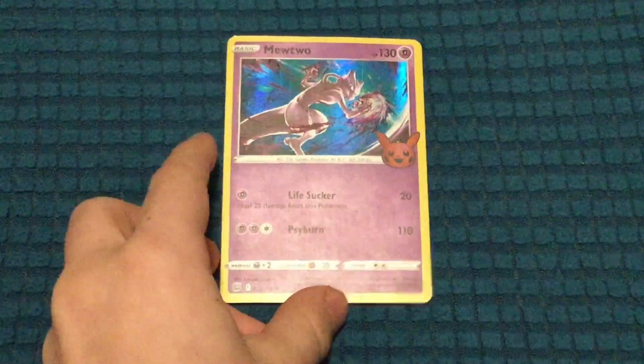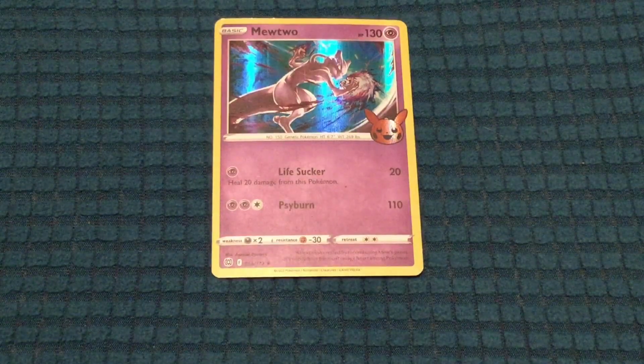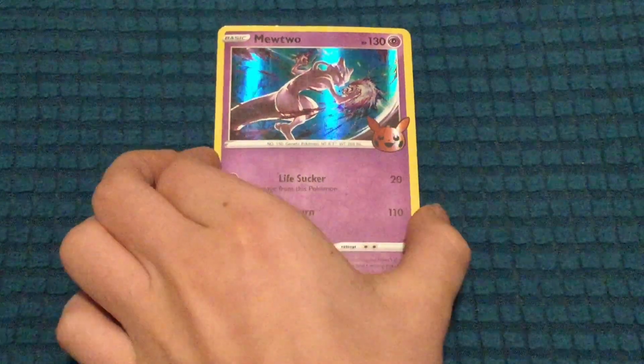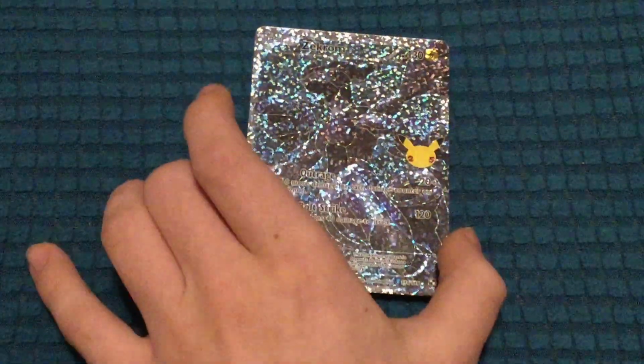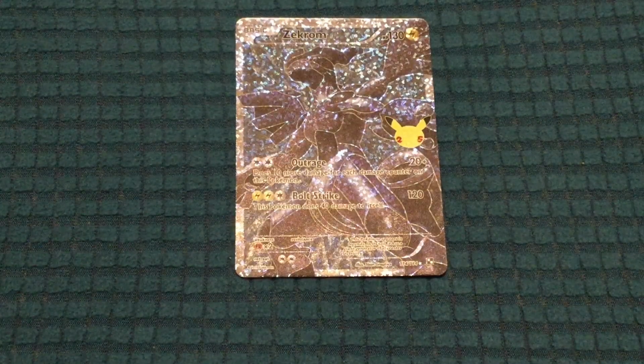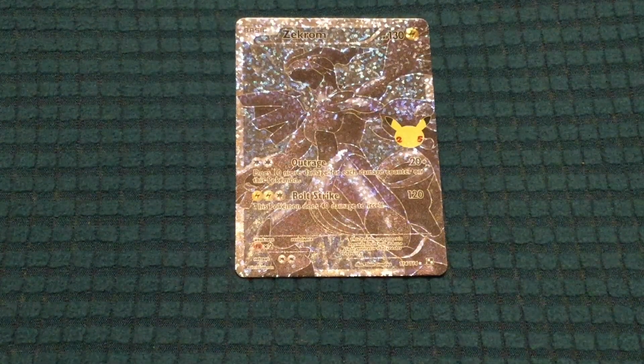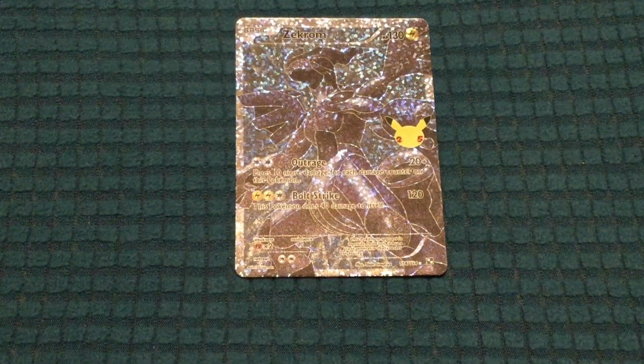Next up, we have the holographic Halloween edition Mewtwo. So, yes, that is the Mewtwo. And last of the non-EX, GX, V, VMAX, or V-Star is a Zekrom Full Art Holographic Secret Rare Pokemon Celebrations. So, yeah.